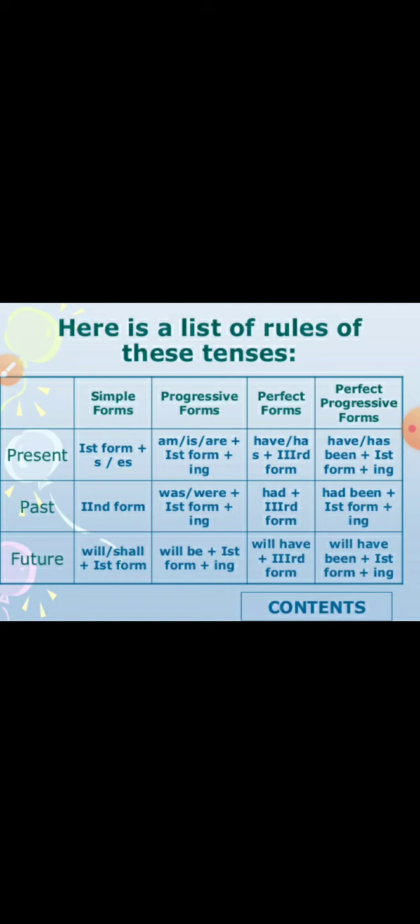For example, if we talk about present simple tense, we have to use first of all subject, then the first form of verb, and then the rest of the sentence. Same goes with other tenses as well. Make sure you will go through this picture, this chart again and again.